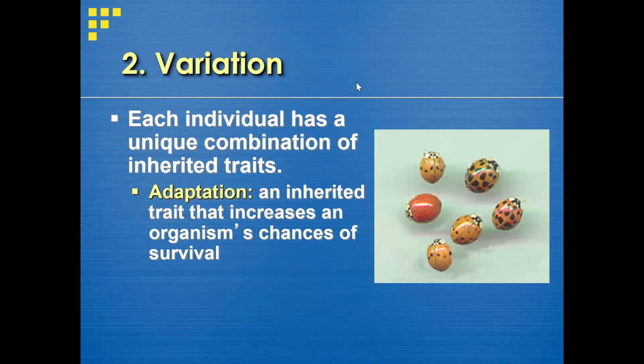Each individual has a unique combination of inherited traits. So adaptation and inherited traits increase an organism's chances of surviving. So what does that mean? When we say variation, it means the differences that exist between individuals of the same species based on their inherited traits.